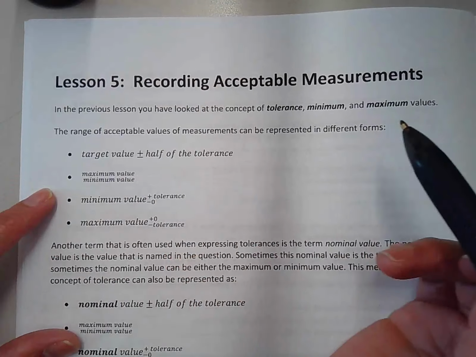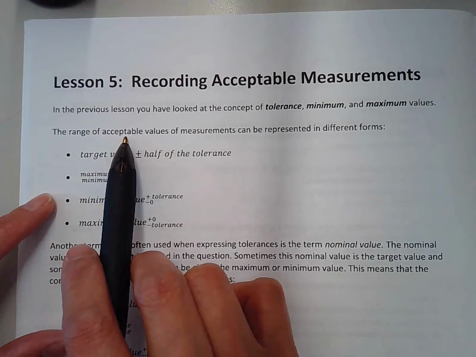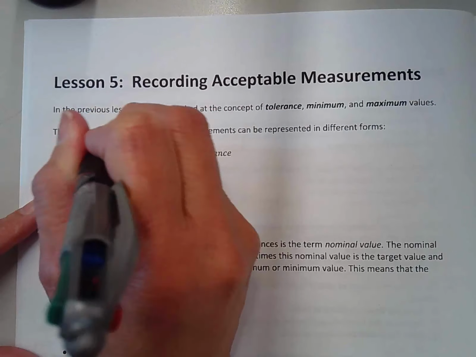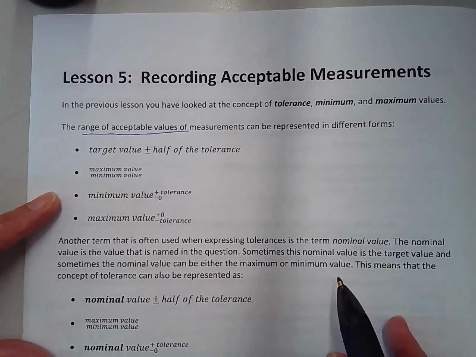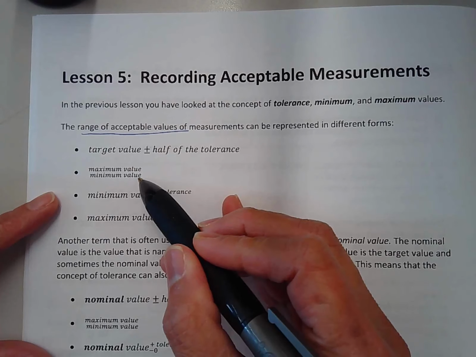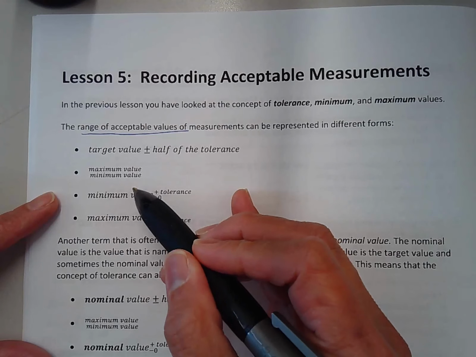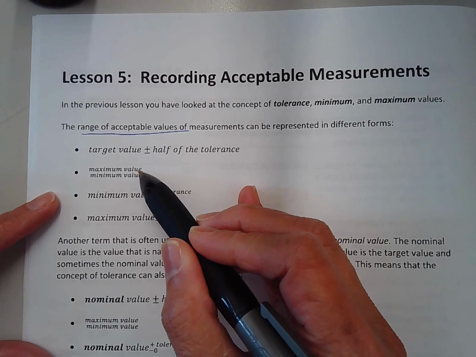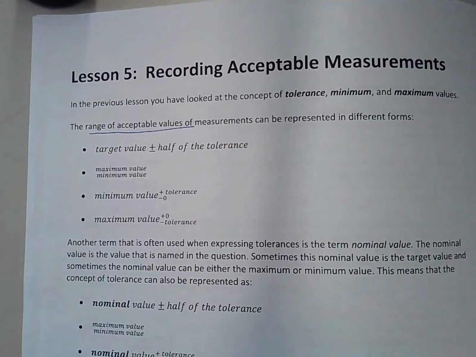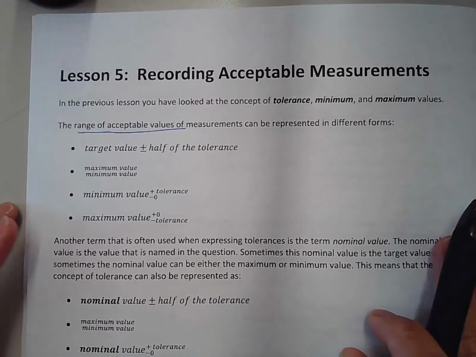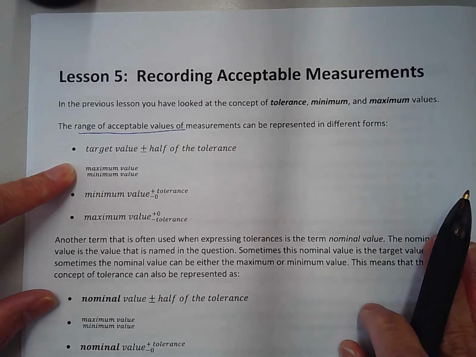Another way that we can represent acceptable values is by just stating minimum and maximum. Minimum at the bottom, maximum at the top. And then anything in between would be acceptable. Okay, so that one's pretty straightforward.